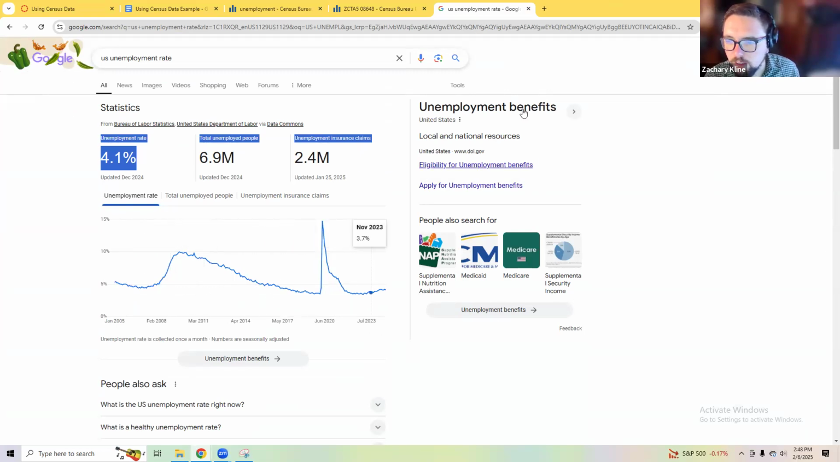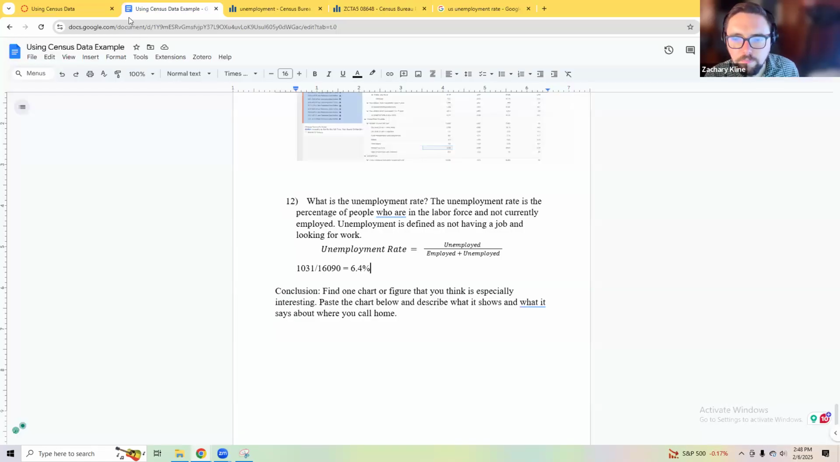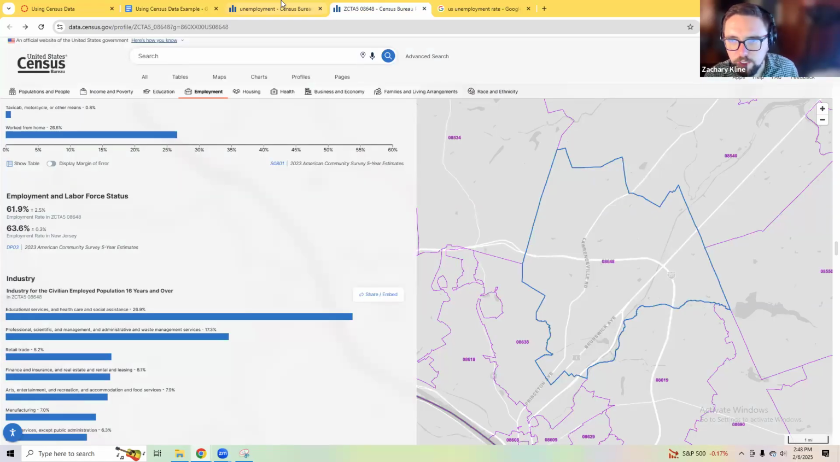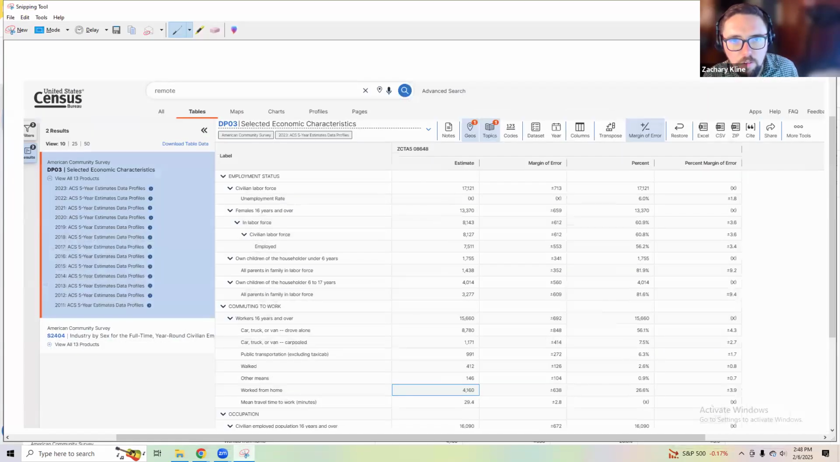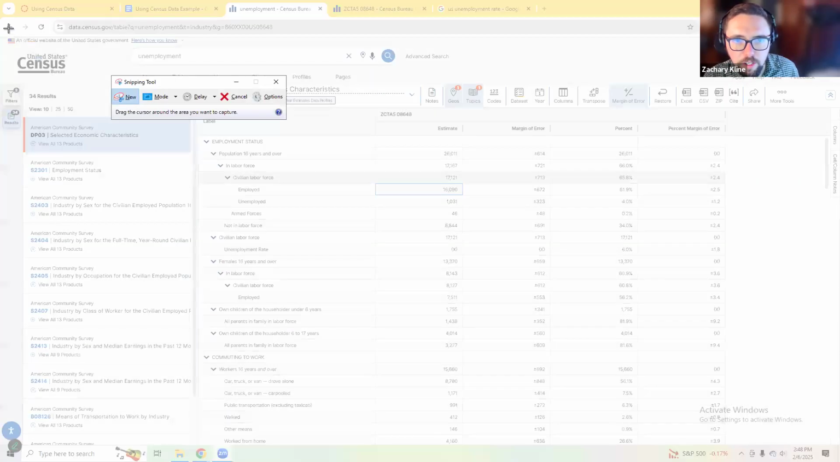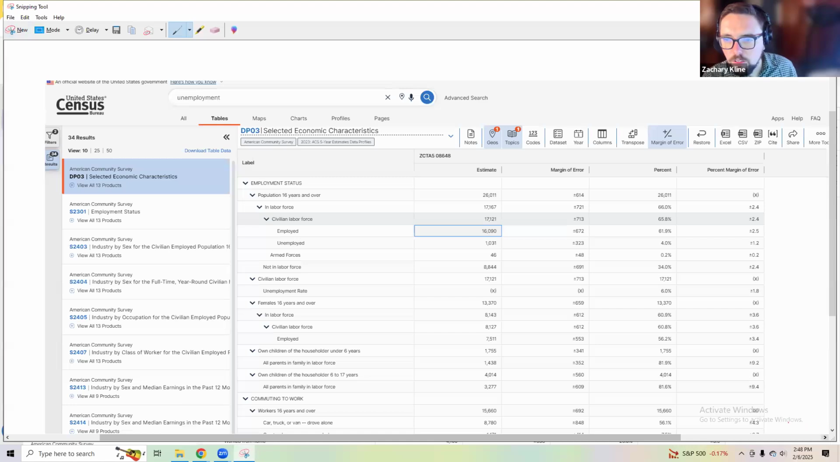Has it? So interesting. Okay. Take our screenshot here. Not an all-time low, but over the last 20 years, the unemployment rate right now is very low. We're circling where we're getting the numbers from here.